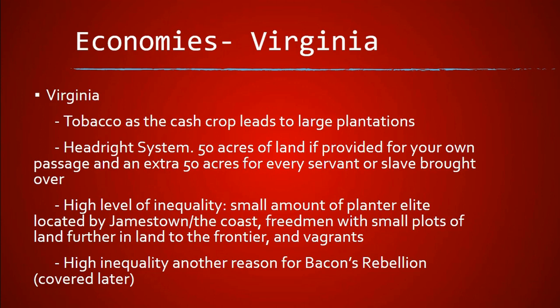But if you were also able to pay for indentured servants to cross with you, then you received an additional 50 acres of land for every servant. So if you were wealthy in England, you were probably going to be wealthy in Virginia, as you could afford to bring over many servants.